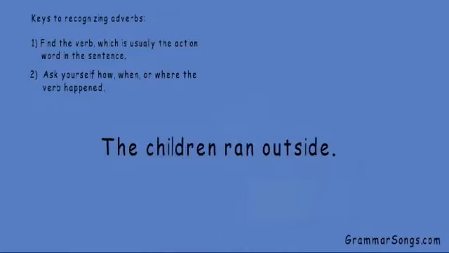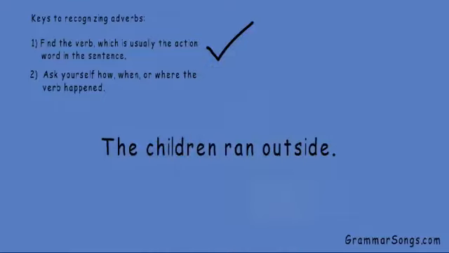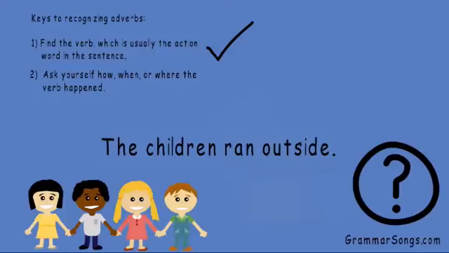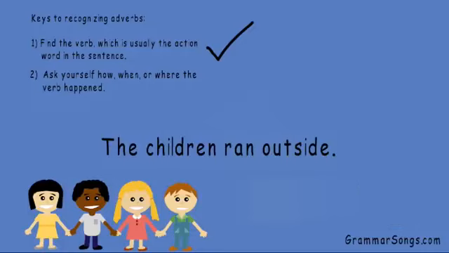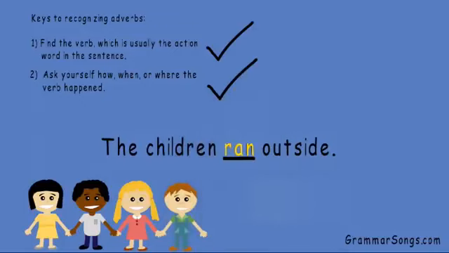The children ran outside. First, I need to find the verb, which is usually the action word in the sentence. Do you see a word that shows action? Well, I know children are people, so what did the children do? They ran. Ran shows action. Ran is my verb.